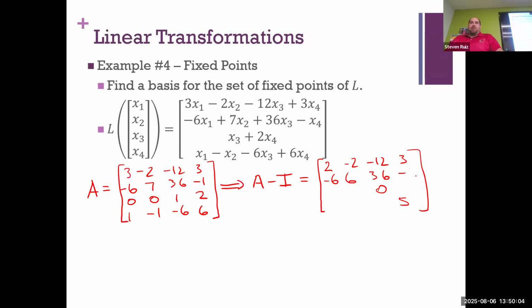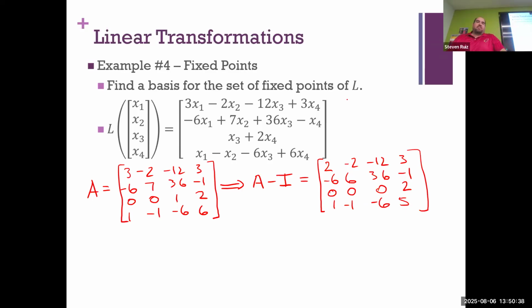Because with eigenvalues, speaking very generically, I want to maintain their direction, but I don't care if the vector gets longer or shorter. With fixed points, what am I requiring for a fixed point? Same size. So I want to scale it by 1. Basically, I want to keep its direction and I want to keep its length as well.